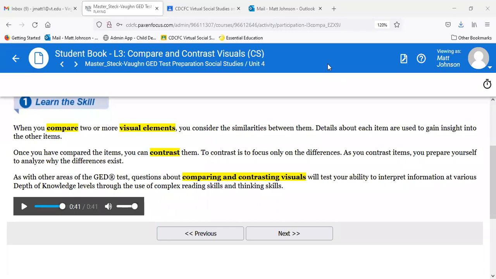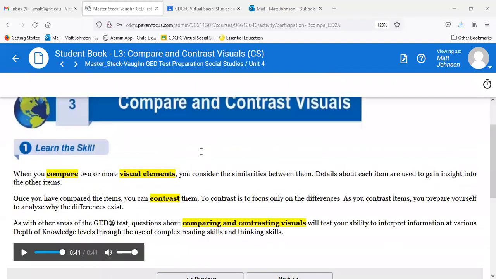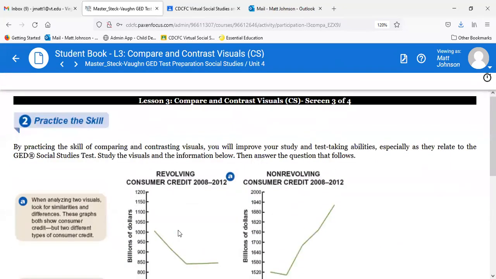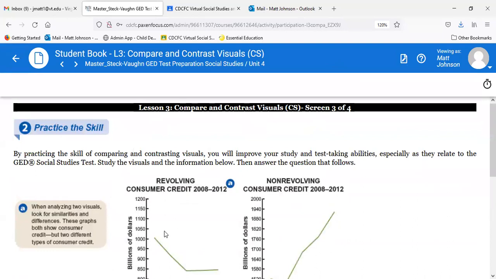So we've seen these two words quite a bit, right? Comparing things and contrasting things. When you compare something, you're looking for similarities between them. And when you're contrasting them, you're looking for the differences. And you can do all of that in one activity, right? You could do both of those at the same time. So let's take a look here at our first set of graphics and see what we got.